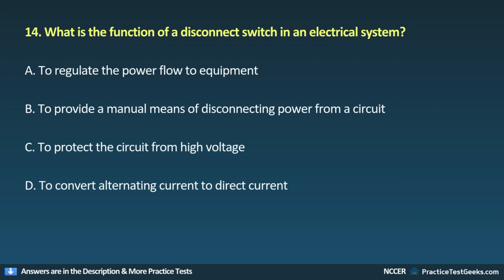14. What is the function of a disconnect switch in an electrical system? A. To regulate the power flow to equipment. B. To provide a manual means of disconnecting power from a circuit. C. To protect the circuit from high voltage. D. To convert alternating current to direct current.